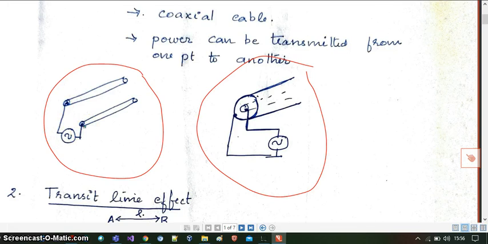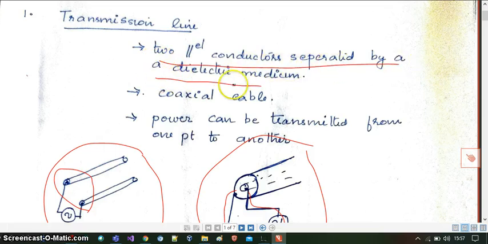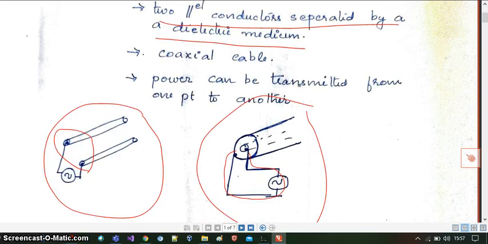So what happens here is there will be a power transfer between these two parallel conductors. Similarly, here also the power gets transmitted from the inner conductor to the outer conductor through this energy source. Okay, so that is transmission line. A transmission line is simply defined as two parallel conductors separated by a dielectric medium, somewhat similar to a capacitor in our normal circuit, right?